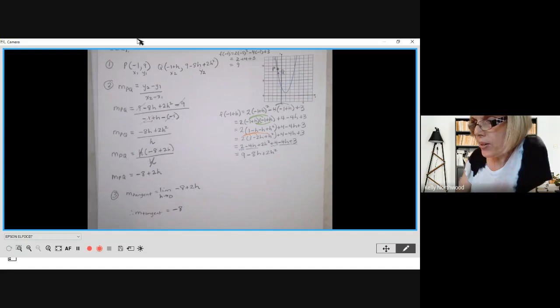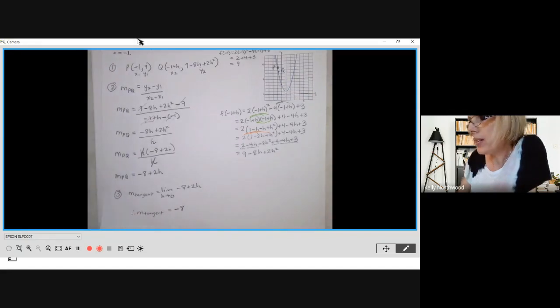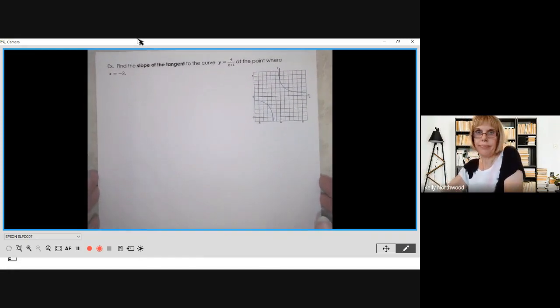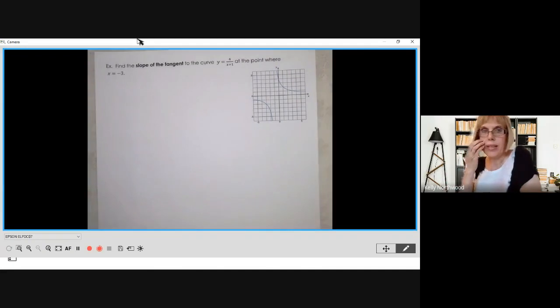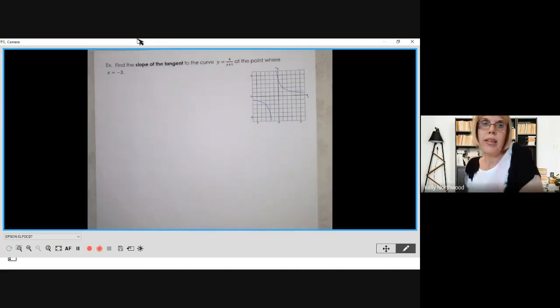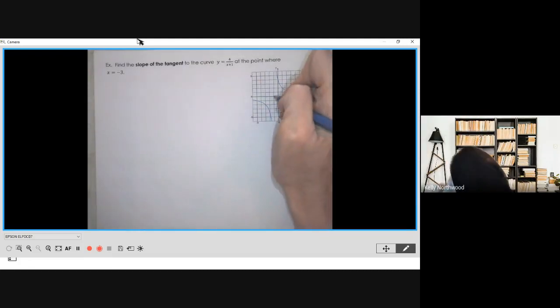Two more examples to go, then they're going to start getting a bit different. Instead of always working with quadratic functions here, we're going to go on to a reciprocal function or a hyperbola. That was one of the parents we worked with last year in grade 11, and you probably maybe did a little bit in advanced functions. So find the slope of the tangent to the curve y equals 4 over x plus 1 at the point where x is -3.